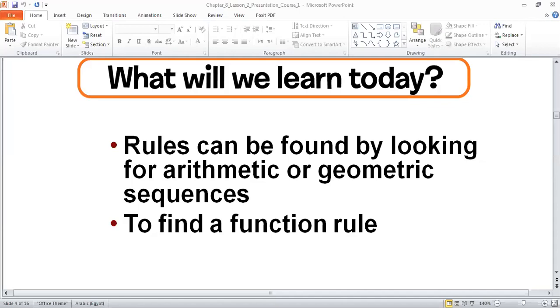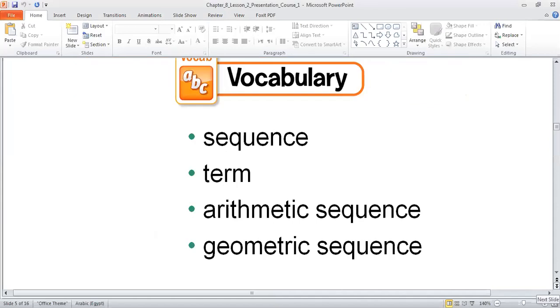Be with me now. The next slide said what? The new vocabulary of this lesson. The first one is sequence. After that, we have term. So the first is sequence. The second is term. The third is arithmetic sequence. The fourth is geometric sequence.